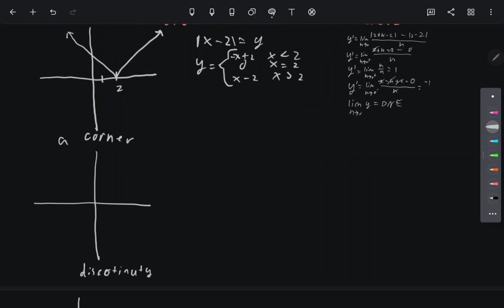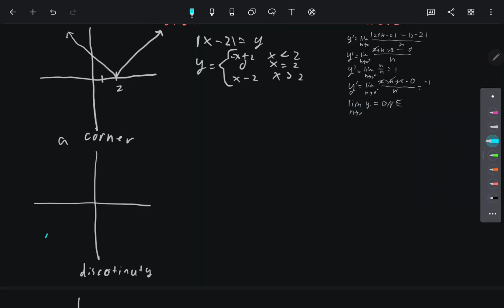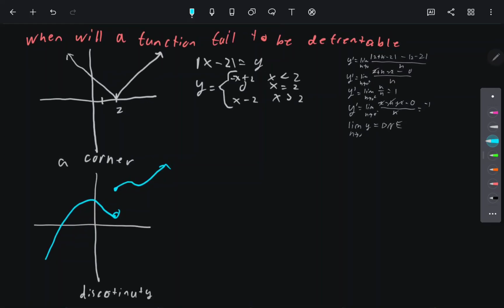That's a corner point. But what about a discontinuity? Well, let me sketch a discontinuity graph. And this time, because of our last example, you should be good to understand that, once again, this limit does not exist. This function is not continuous at the value. In fact, because the limit does not exist, this derivative does not exist.